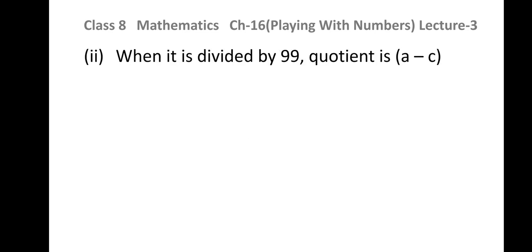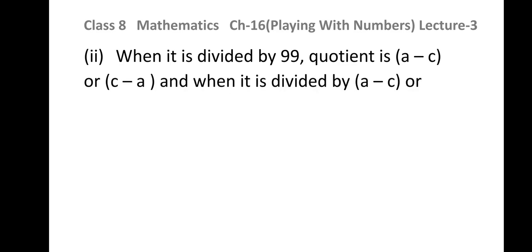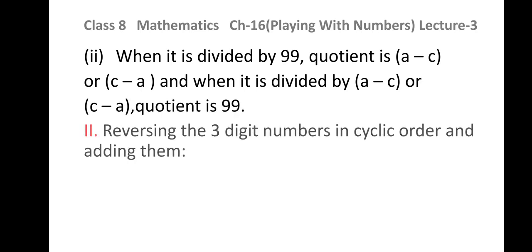Second point, what we have seen from the result: when it is divided by 99, the quotient is A minus C or C minus A, and when it is divided by A minus C or C minus A, the quotient is 99. I hope this is now very much clear to you. Then we have studied reversing the 3-digit numbers in cyclic order and adding them. What is this cyclic order? The cyclic order means we are changing the order of the digits in the clockwise direction.